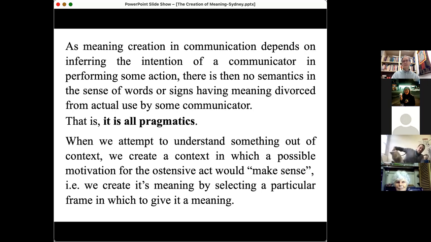As meaning creation in communication depends on inferring the intention of a communicator in performing some action, there is then no semantics in the sense of words or signs having meaning divorced from actual use by some communicator. That is, it's all pragmatics. There's another reason why it's all pragmatics: really there are two things in linguistics. There's form and there's use. And form arises out of use, as I'll talk about in a minute. So really it's all pragmatics, it's all use. When we attempt to understand something out of context, we create a context in which a possible motivation for the ostensive act would make sense. That is, we create its meaning by selecting a particular frame in which to give it its meaning.